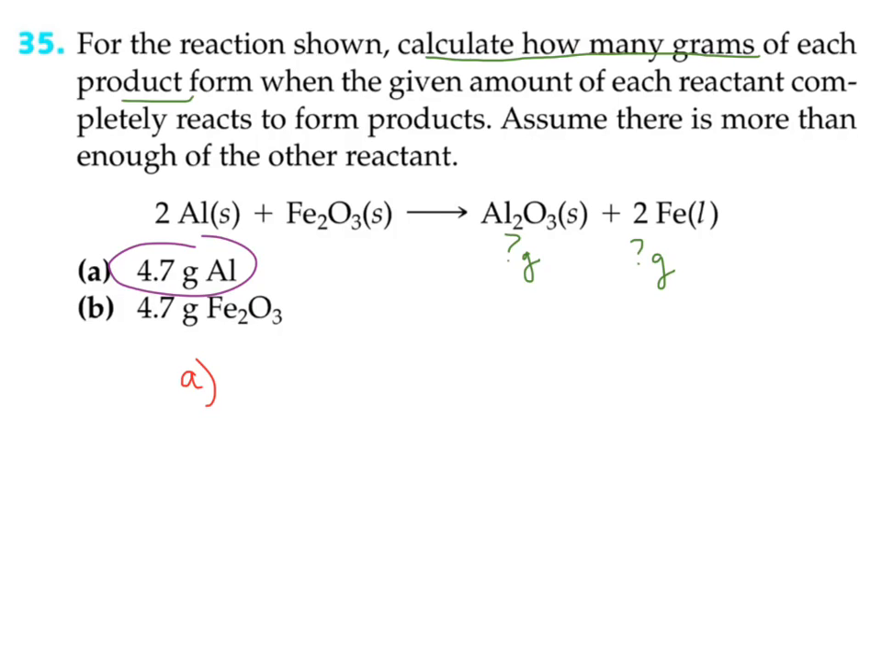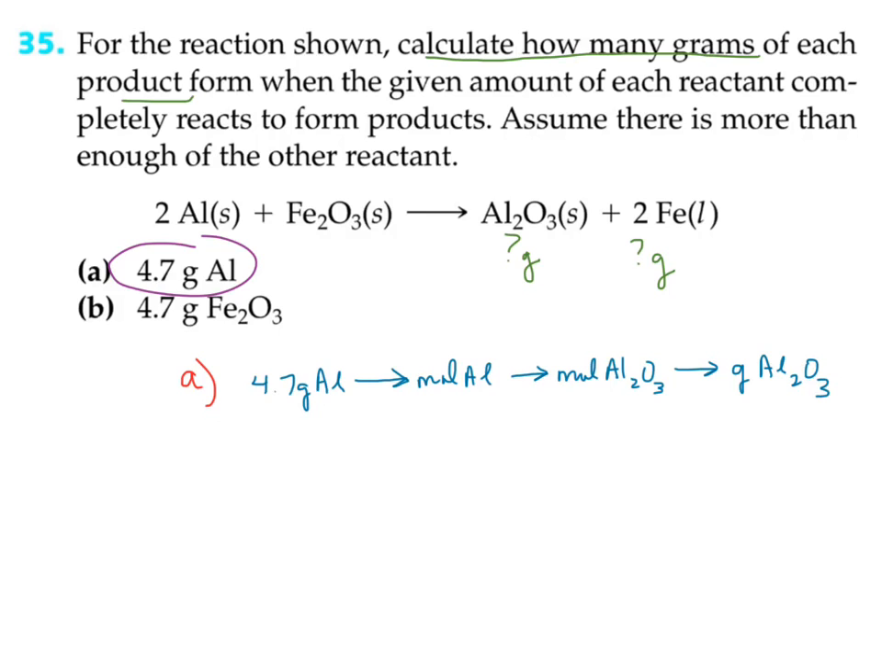We have 4.7 grams of aluminum. I'll go ahead and remind you that in this grams to grams problem, we're going to go to moles of aluminum next. And then we're going to go to moles of aluminum oxide. And then we're going to go to grams of aluminum oxide. Do you need the molar mass of aluminum oxide? Yep. Okay, so you're going to want to calculate that aside.